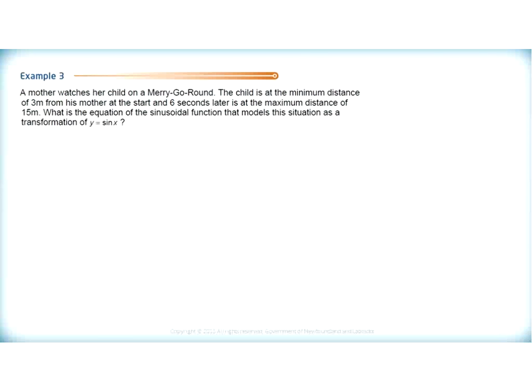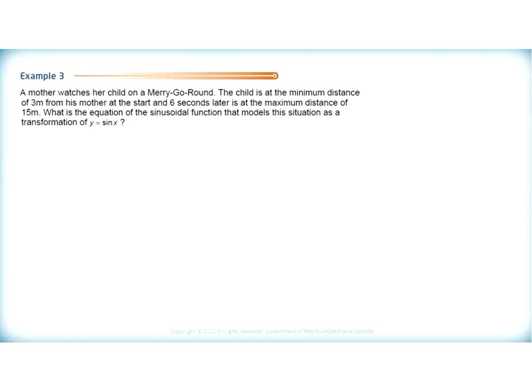In example 3, a mother watches her child on a merry-go-round. The child is at a minimum distance of 3 meters from his mother at the start, and 6 seconds later is at the maximum distance of 15 meters. What is the equation of the sinusoidal function that models this situation as a transformation of the sine of x?